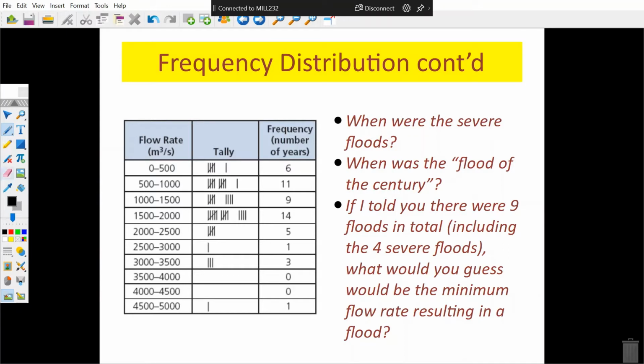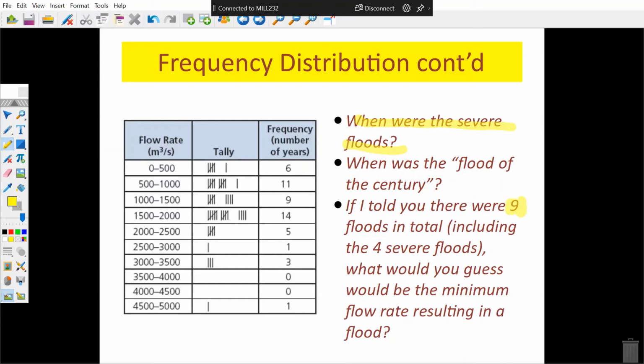Now, if the question asked you when were the severe floods, well, the severe floods probably occurred when the water flow rate was the highest, right? So if I told you that there were 9 floods in total, what would you guess would be the minimum flow rate resulting in a flood?